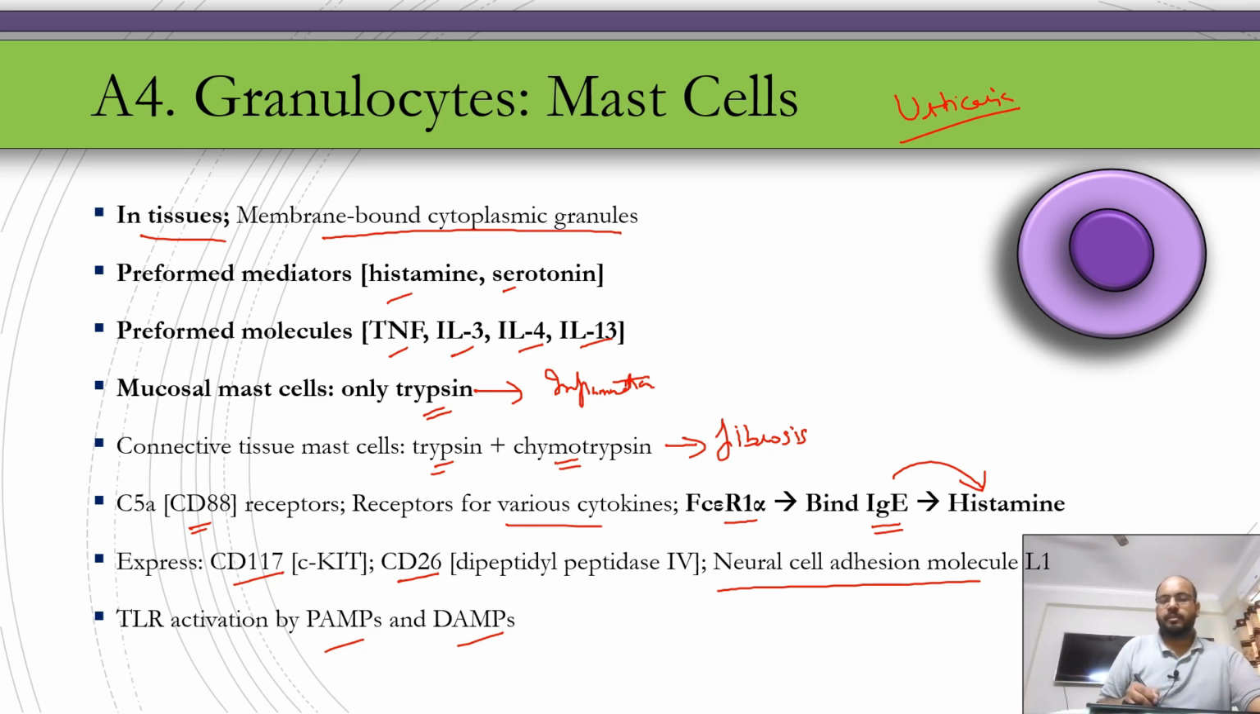Both of them, PAMs and DAMs, can stimulate toll-like receptor 2 and 4, and there are other receptors also. And upon stimulation of toll-like receptor 2 and 4, they can activate mast cells to release these mediators: histamine, serotonin, and various interleukins. Clear? Let's move forward.